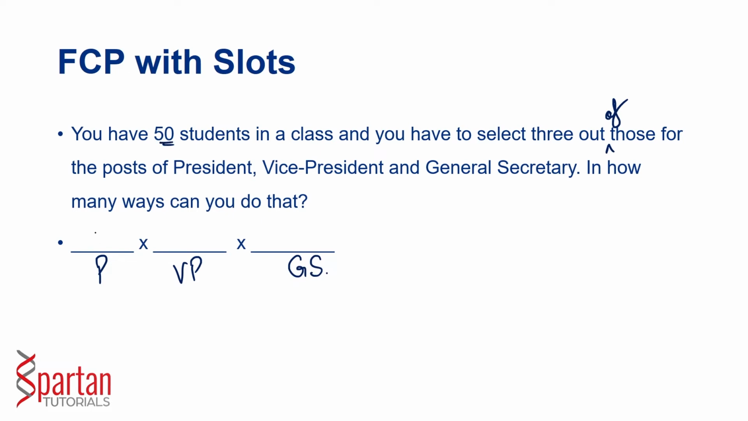For the first slot, we can have any of the 50 students. For the second slot of vice president, because one student is picked, we are left with only 49 students. And finally, because 2 of the students have been picked for the president and vice president slots, there are only 48 students left to choose from. So the number of combinations would be 50 multiplied by 49 multiplied by 48. This will be the number of permutations for how many ways we can choose a president, a vice president and a general secretary from a class of 50 students.